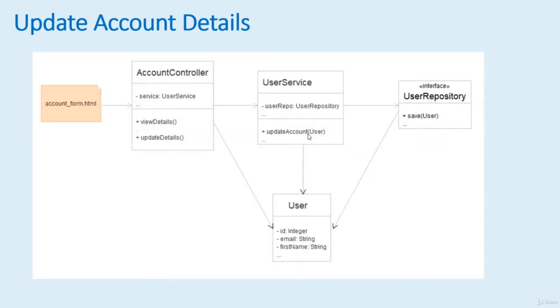And to implement the update account details functionality, we need to create a new separate controller class, AccountController, that handles the request to view details and update details, and also create the account form HTML page here to display the user details. And in the UserService class, we need to implement a new method that updates the account details here.